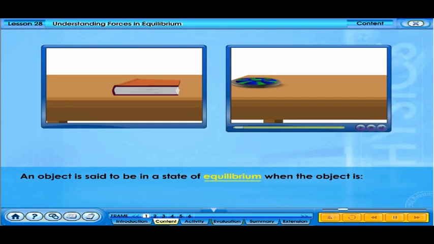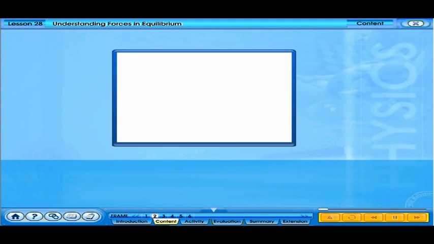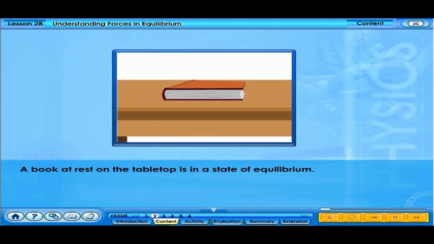An object is said to be in a state of equilibrium when the object is at rest or moving with uniform velocity. A book at rest on the tabletop is in a state of equilibrium. There is no unbalanced force acting on the book. What does no unbalanced force acting on the book mean?